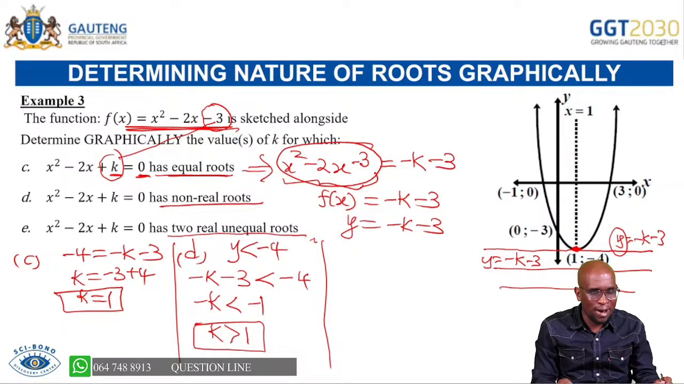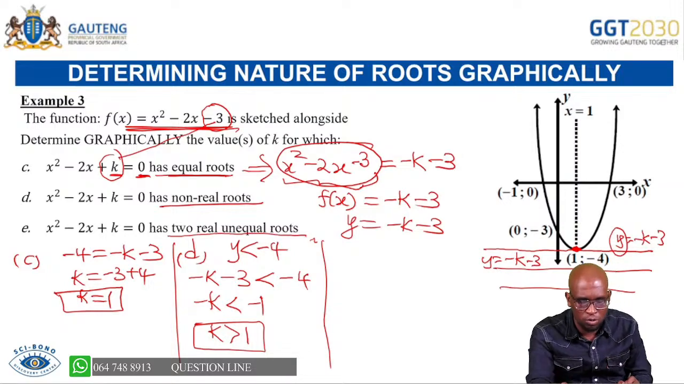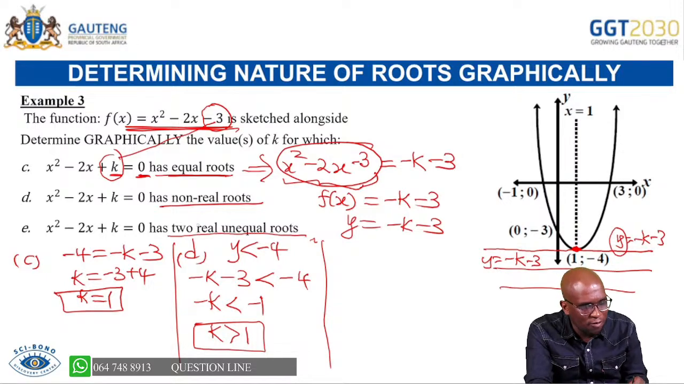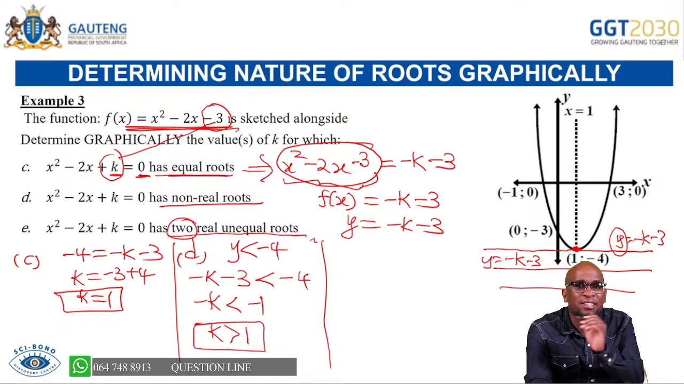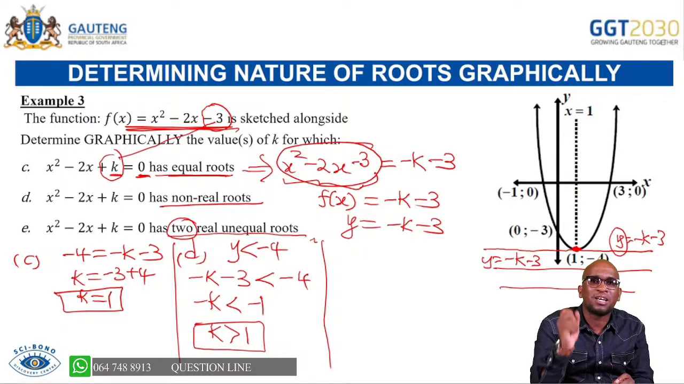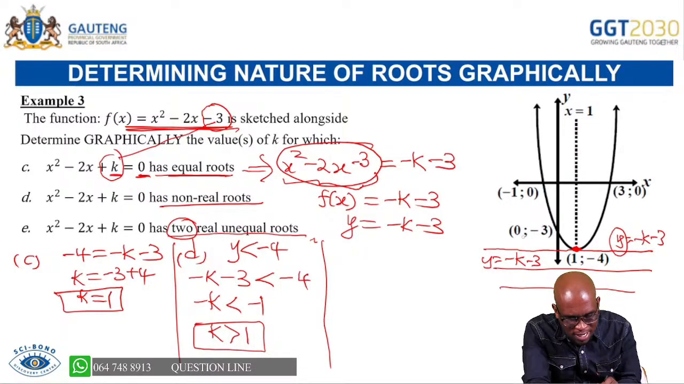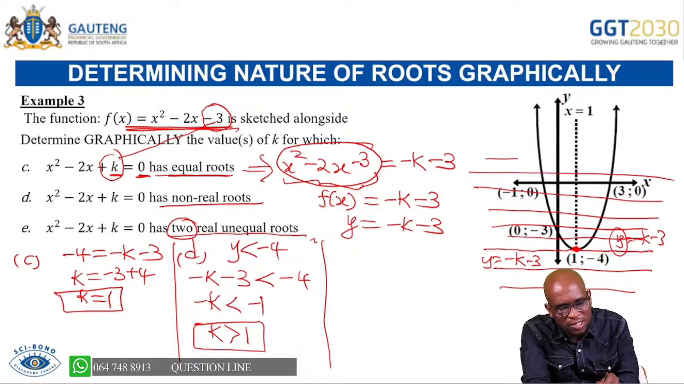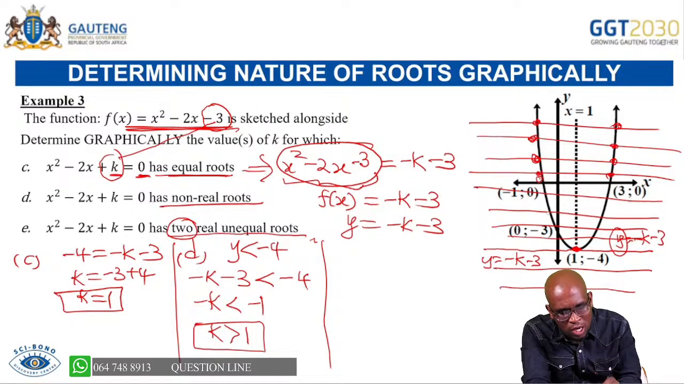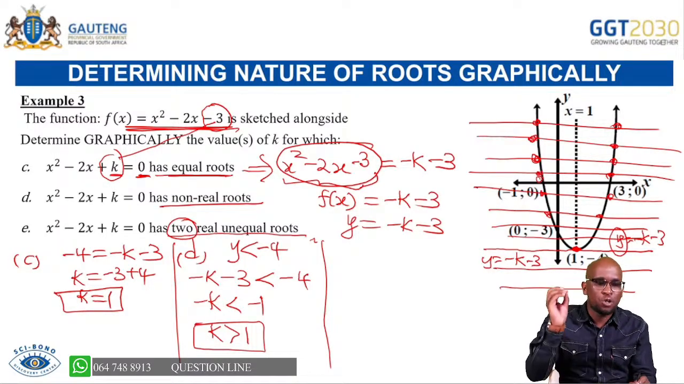And then now for us to have two real but unequal roots. For us to have two real but unequal roots, it means that the line that we draw must intersect the graph twice. So if we place the line anywhere above the turning point, you can see that it intersects the graph twice. That's what we are interested in. We are not interested in the sign of those roots. We are just interested in the fact that it should cut the graph twice.